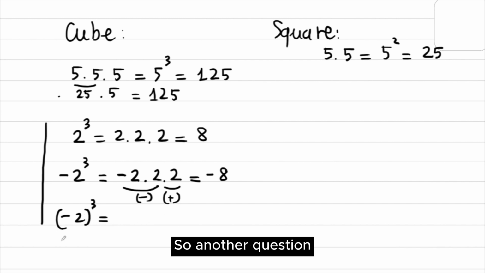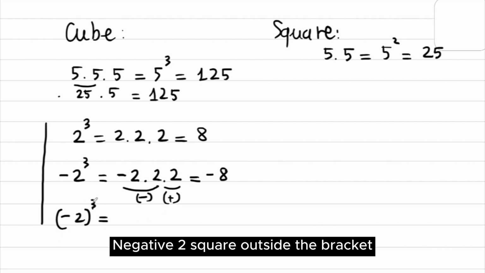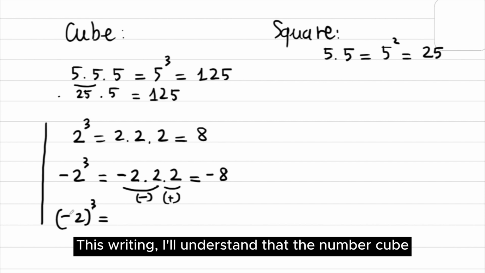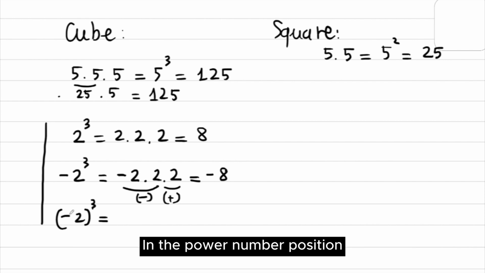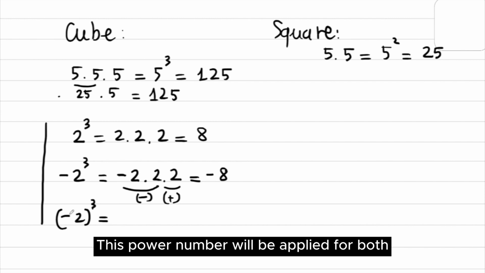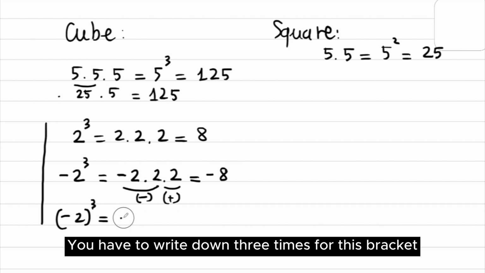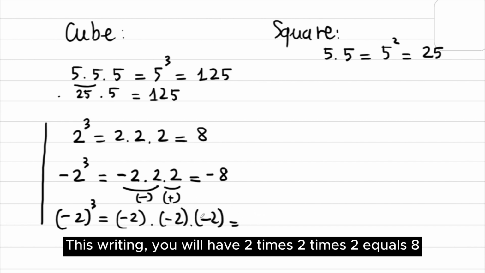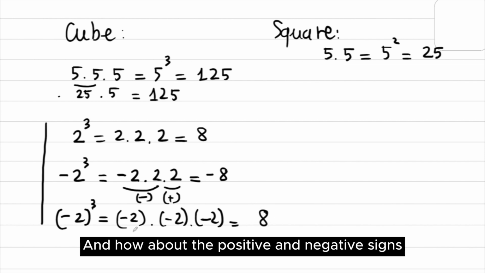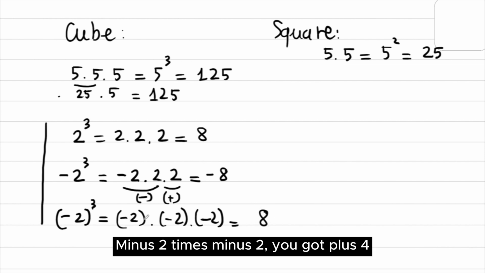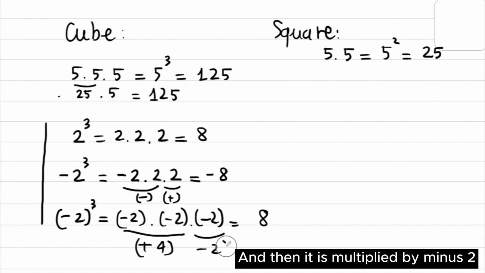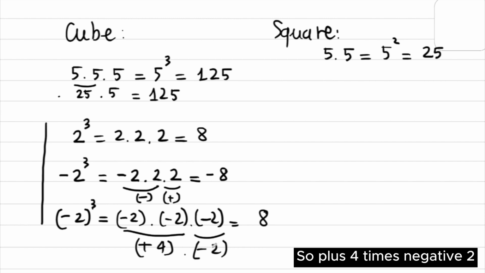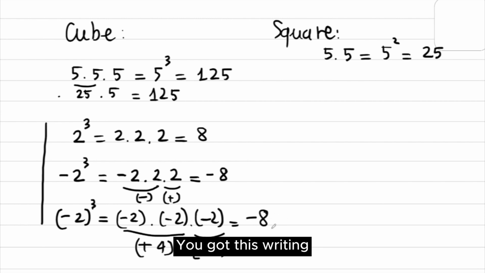Okay, another question, negative 2 cubed with the bracket. In this writing, the power number applies to the whole bracket. It means you have to write down the bracket 3 times, 1 bracket, 2 brackets, and 3 brackets. Then you have 2 times 2 times 2 is 8. And how about the positive and negative sign? Minus 2 times minus 2 gives plus 4, and then it is multiplied by minus 2, so plus 4 times negative 2 gives negative 8.